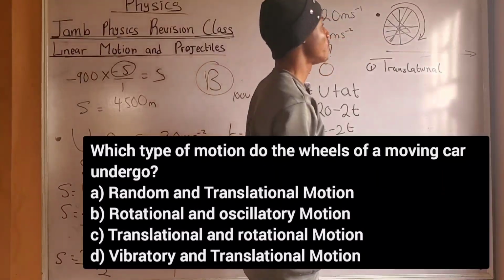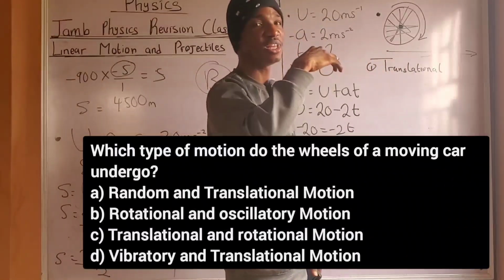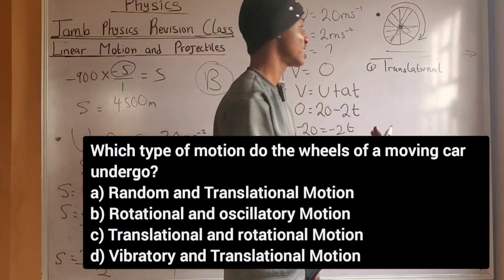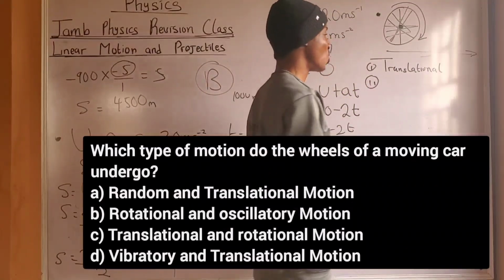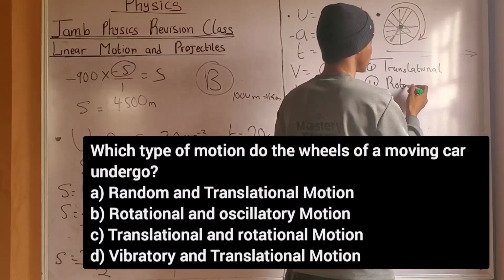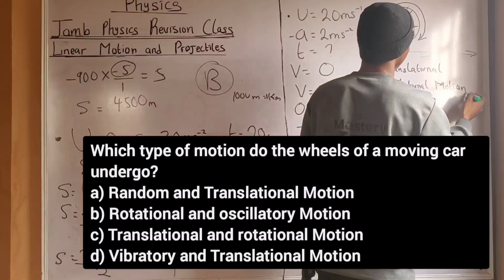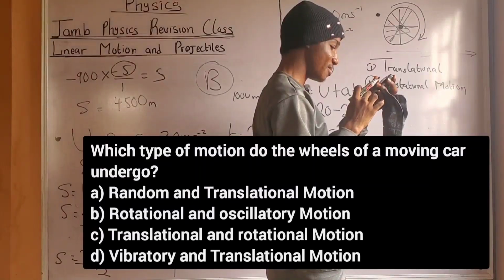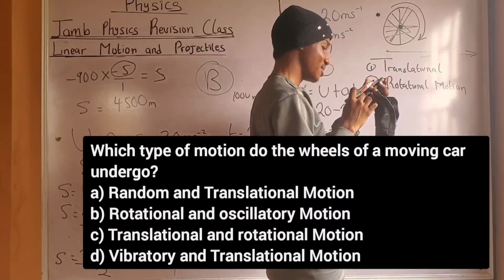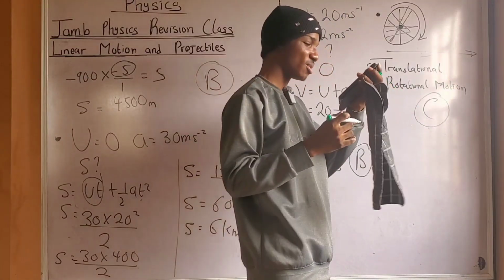Are you getting it? Now, if you look at the center of the wheel, the motion of the wheel is what? Rotational. Are you getting it? So we can also say that the second motion that the wheels is undergoing is a rotational motion. Rotational motion. So therefore, the correct option to that question is option C. Option C is correct. Translational motion and rotational motion.